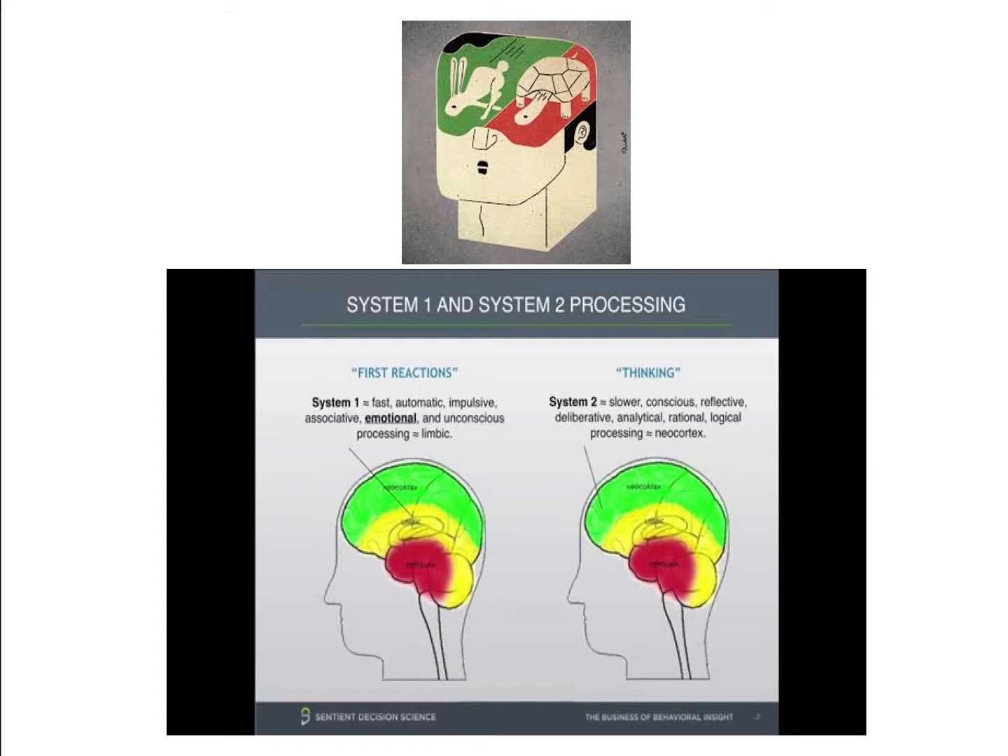The slower acting system is our thinking system. It is conscious, reflective, deliberative, contemplative, analytical, rational, logical processing, and it is in an entirely different part of the brain, the neocortex. Let's look at some examples of activation of these different systems of the brain and begin to see how they might participate in unconscious bias. For the next few slides, write down or say what the instructions ask.